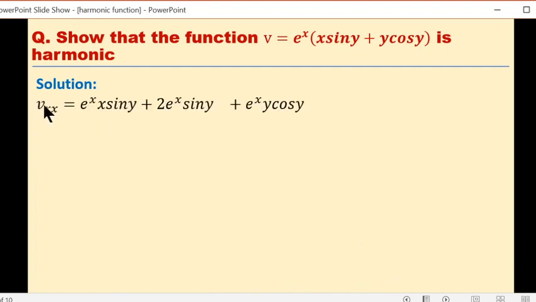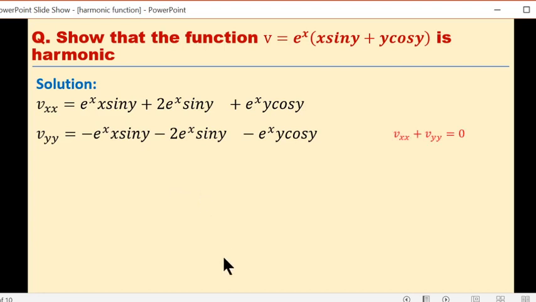So what have we got? We have found out Vxx and we have found out Vyy. What to do with this Vxx and Vyy now? Add. Excellent. That is what is Laplace equation. What was the Laplace equation? Vxx plus Vyy equal to 0.